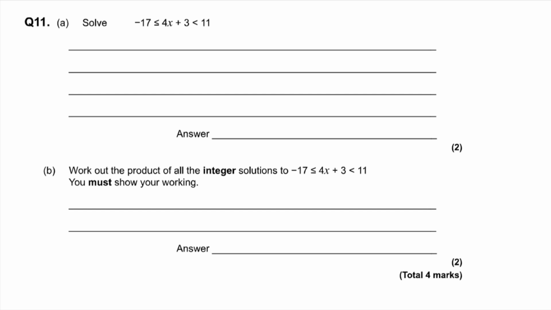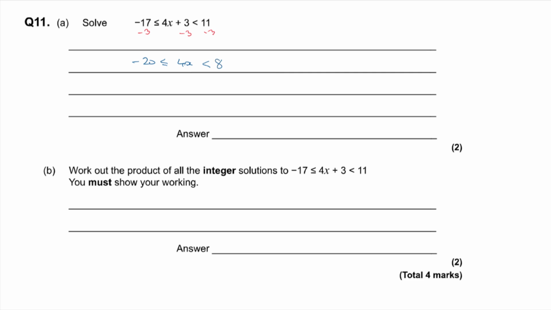Question 11, -17 is less than or equal to 4x plus 3, which is less than 11. Slightly more complicated in the middle, got two steps to make it just x. First, take 3 away from every part. That's going to give me -20 is less than or equal to 4x, which is less than, also strictly less than, 8.